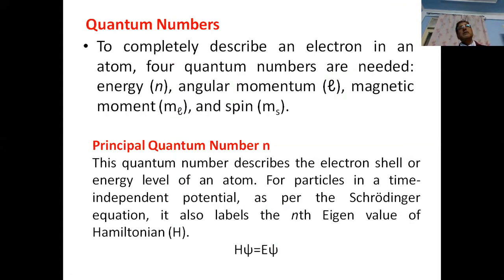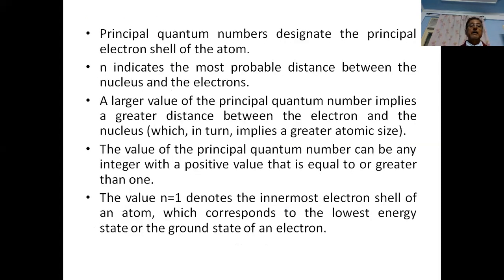This quantum number describes the electron shell or energy level of an atom. For particles in a time-independent potential, as per the Schrodinger equation, it also labels the nth eigenvalue of the Hamiltonian, like H psi is equal to E psi. These principal quantum numbers designate the principal electron shell of the atom.